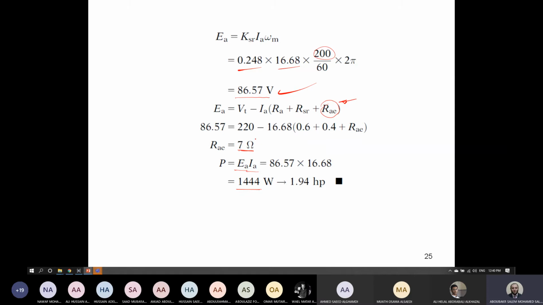Then we need to calculate the power developed. Simply we can multiply EA by IA or torque by omega. It will give the same value.